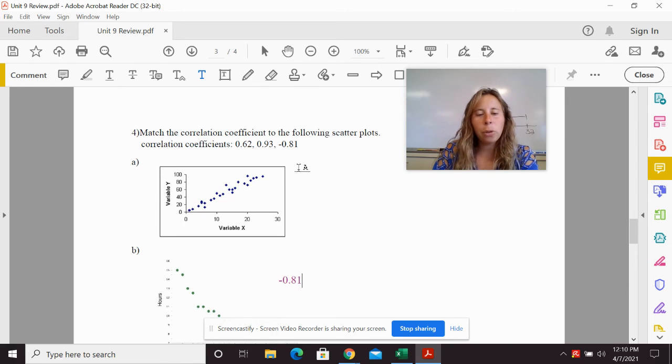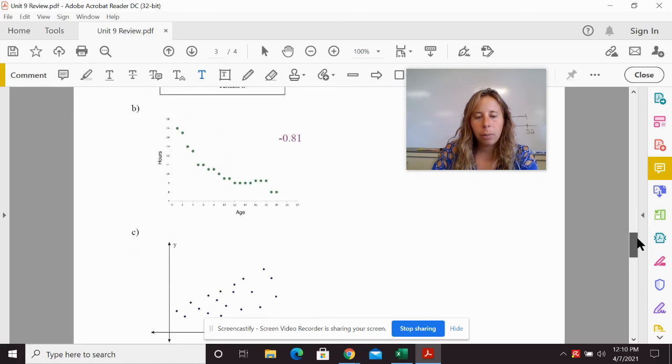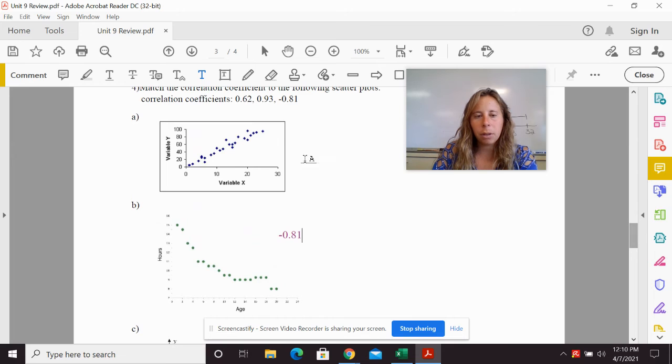So which one is closer to a straight line, A or C? Which one is going to be that 0.93? Which one's closer? This one's closer to a straight line. So that is 0.93, which means C is the 0.62.